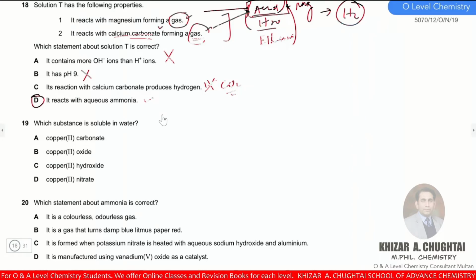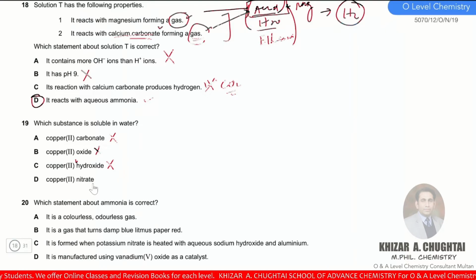Question number 19. Which substance is soluble in water? Copper 2 carbonate. No, it's not soluble. Only group 1 carbonate and ammonium carbonate are water soluble. The next one is copper 2 oxide. Again, only the oxide of group 1 and few oxides of group 2 are water soluble. Copper hydroxide, this is not soluble, because once again hydroxides of group 1 and few hydroxides of group 2 are soluble, and it's a copper one.